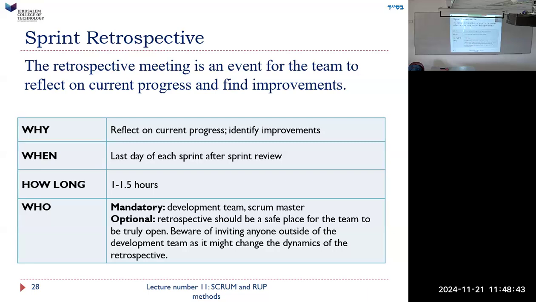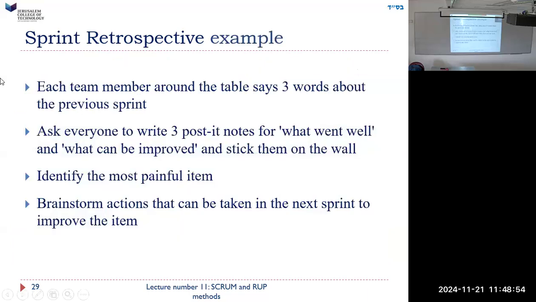I guess this is a meeting where everyone has a beer, and it's an informal meeting, and you're just sort of winding down, and you're discussing what went well, what didn't go well. Okay, sprint retrospective example. Each team member around the table says 3 words about the previous sprint. Ask everyone to write 3 post-it notes for what went well and what can be improved, and put them on the wall. Identify the most painful item. Brainstorm actions that can be taken next sprint to improve that. In other words, it could be things that didn't go well.